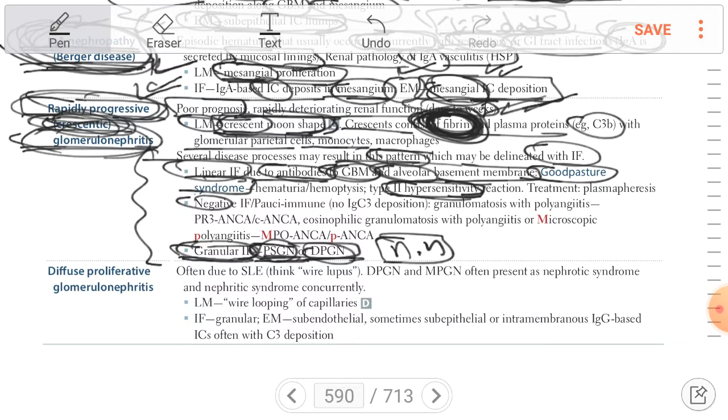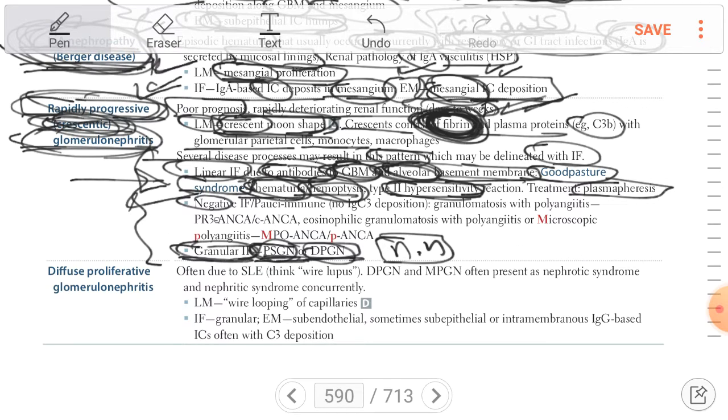That is the case in Goodpasture syndrome. Goodpasture syndrome patients suffer from hematuria and hemoptysis. Why hemoptysis? Because of the attack of antibodies against the alveolar basement membrane. Hematuria? Because of the attack of antibodies against the glomerular basement membrane. So the antibodies attack the basement membrane in glomeruli, leading to hematuria, and in the alveoli of the lung, leading to hemoptysis. The treatment is plasmapheresis.